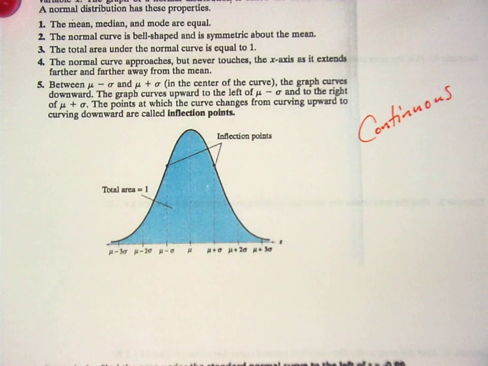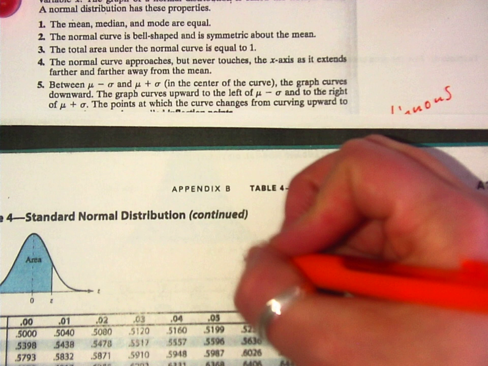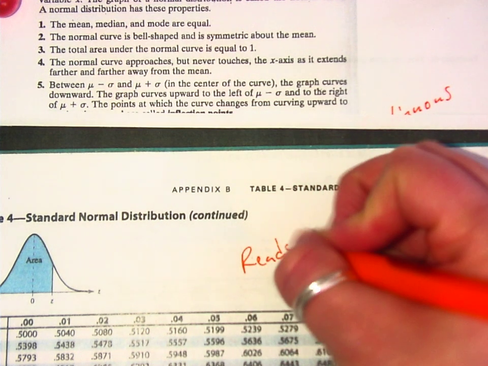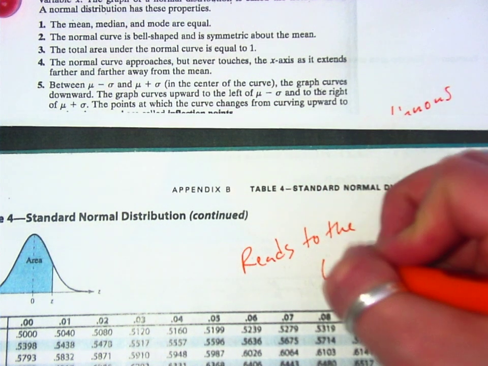Do you remember which way the chart reads? Does it read to the left, or does it read to the right? It reads to the left. This chart always reads to the left. Why don't you write that on top? Reads to the left.